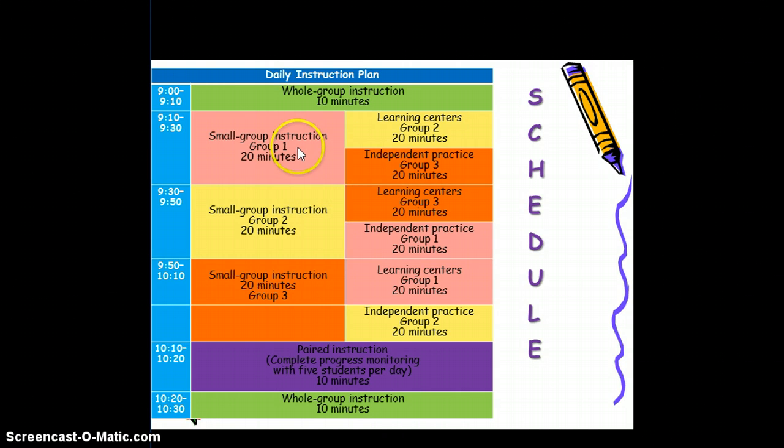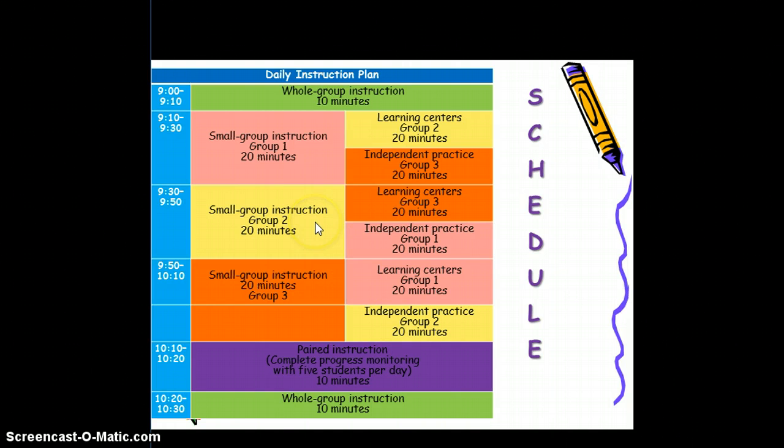So then you'll see as group 1 moves from the teacher, they go directly to their independent practice. So this is kind of related to whatever the teacher just did with them here. The teacher then goes to giving some small group instruction to group 2, and then you notice as this group leaves the teacher, they go into their independent practice.